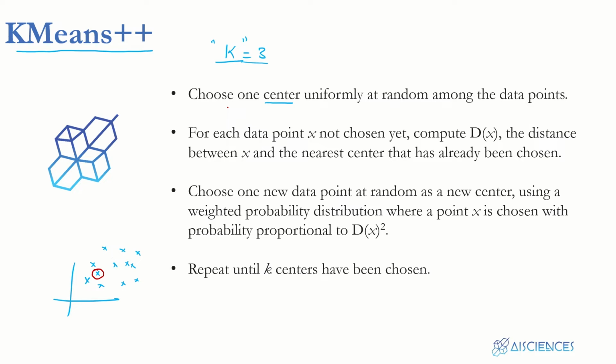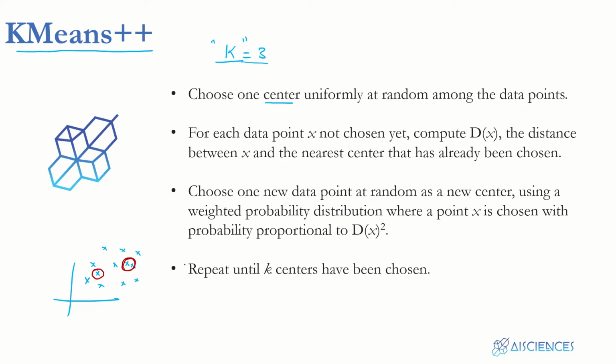Now, do not pick the second point at random, but based on the centroid that has already been picked. One intuition is to pick the second centroid which is not very close to the first centroid, because then the 2 centroids may represent the same cluster. So the idea is to pick the point that is really far away from the first center. So for example, this one.